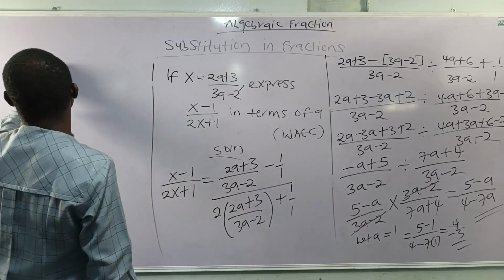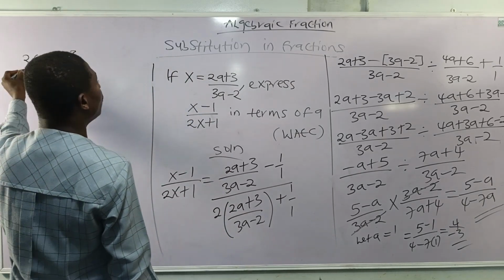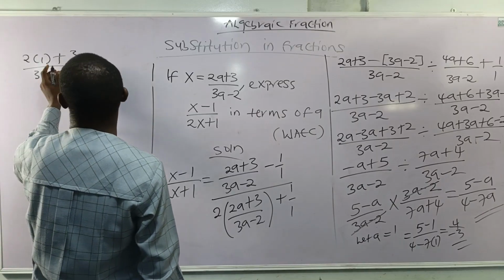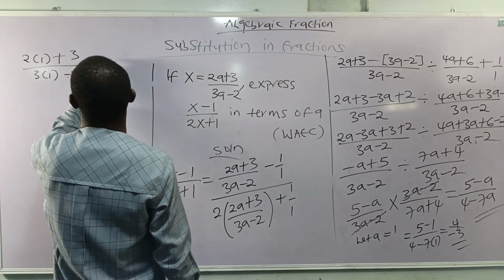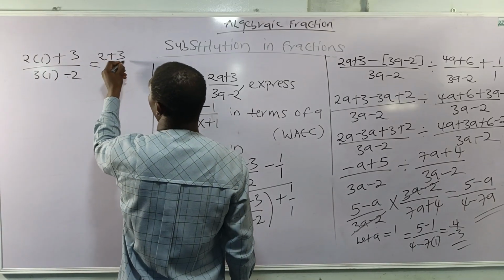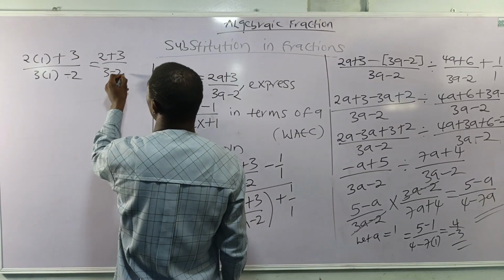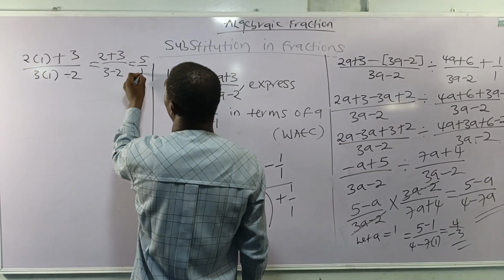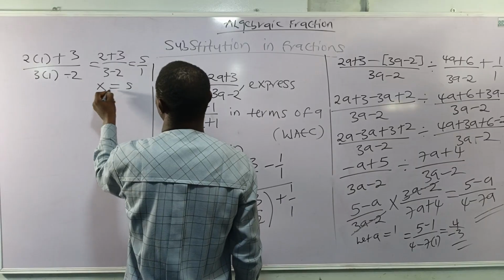So I'll have 2 bracket 1 plus 3 all over 3 bracket 1 minus 2. 2 times 1 is 2 plus 3, all over 3 times 1, 3 minus 2. This will give me 5 over 1, which is equal to 5. So X is equal to 5.